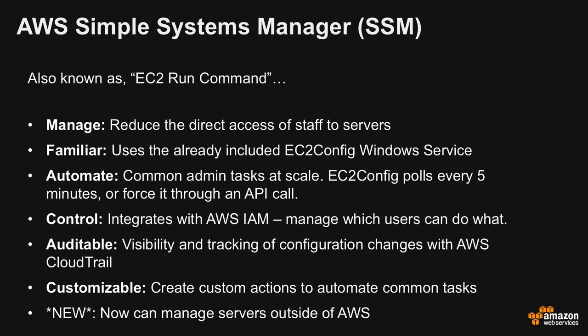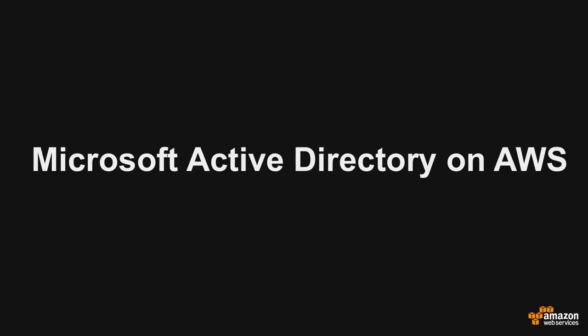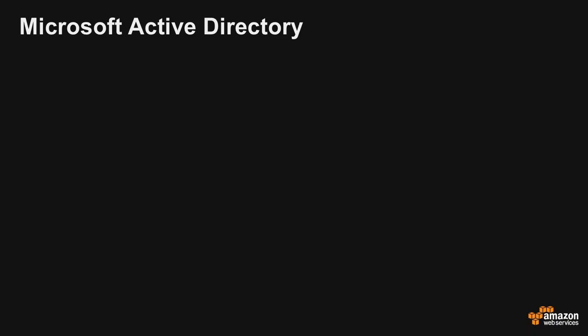When you tie together these 6 key points, and you add the final one that you can now manage servers outside of AWS, which means the EC2 run command is available to be run on premises, you now have the ability to manage your fleet of Windows servers seamlessly across AWS and your on-premises environment. This is extremely powerful for when you're looking to deploy a migration. So we're going to quickly run through Microsoft Active Directory on AWS.